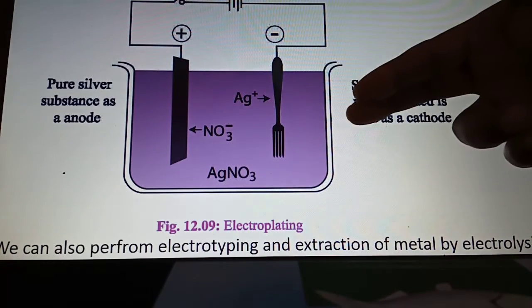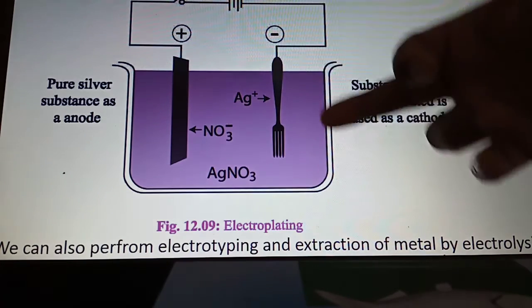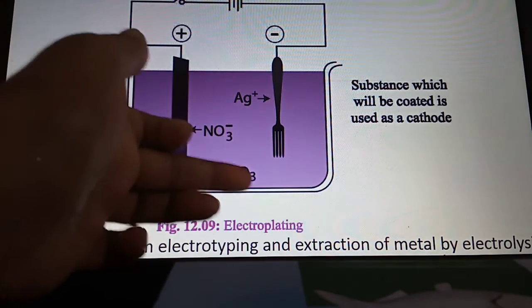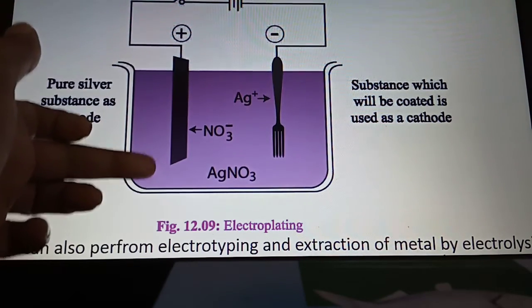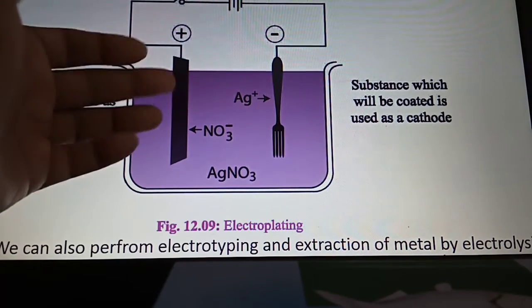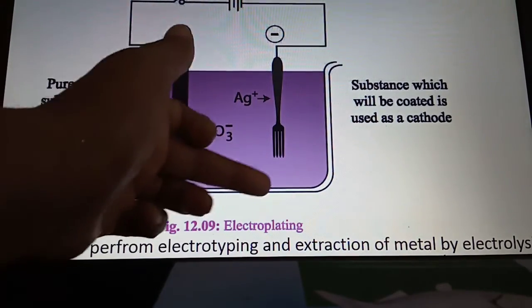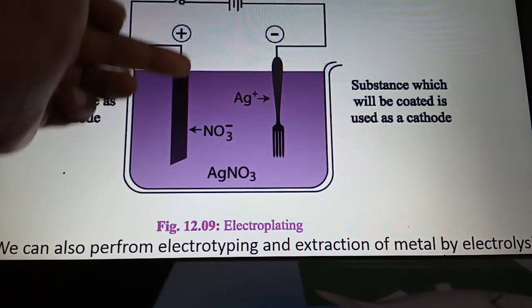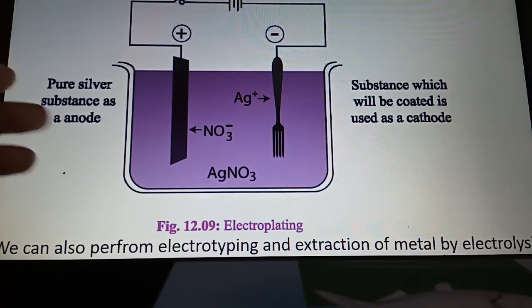Since in the solution, when we close the switch, electricity starts flowing, then in the solution silver nitrate remains in the form of silver and nitrate ions. Since nitrate is negative, this nitrate will be attracted to the positive plate, that is the silver plate, and it will bring silver from this plate. This silver comes into the solution in the silver nitrate form, because nitrate is the carrier, it is taking silver from this plate.